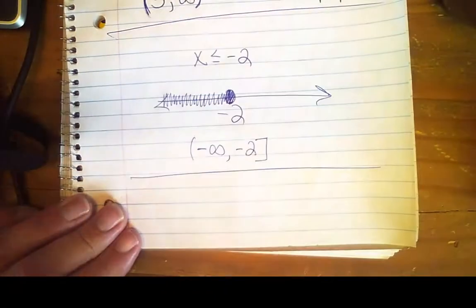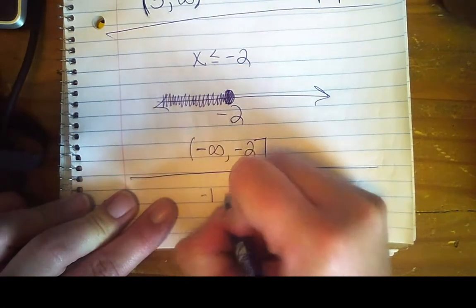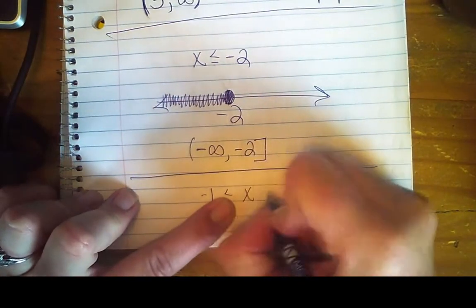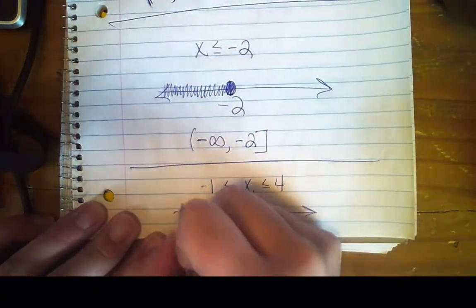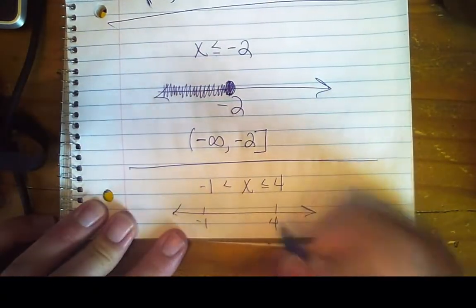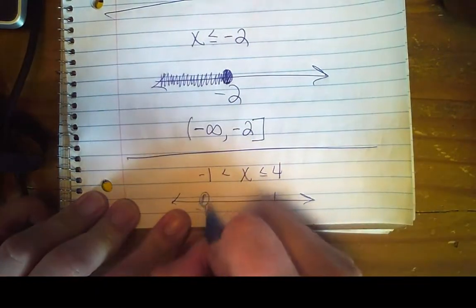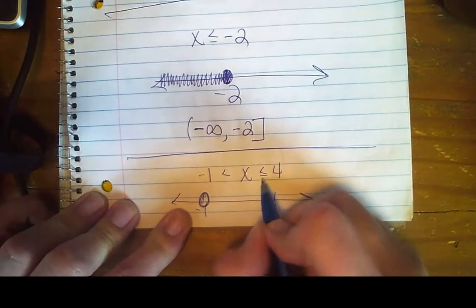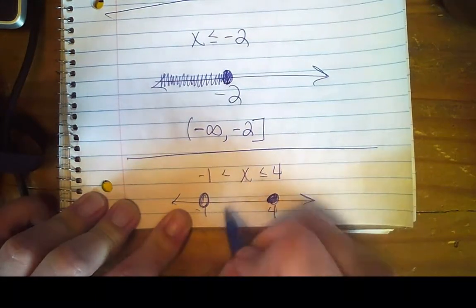So what happens if I have something in between? Let's do -1 is less than x, which is less than or equal to 4. Okay, so plot my number line. I'm interested in -1. I'm interested in 4. -1 would get an open circle. 4 would get a filled in circle. And x is between everything there.